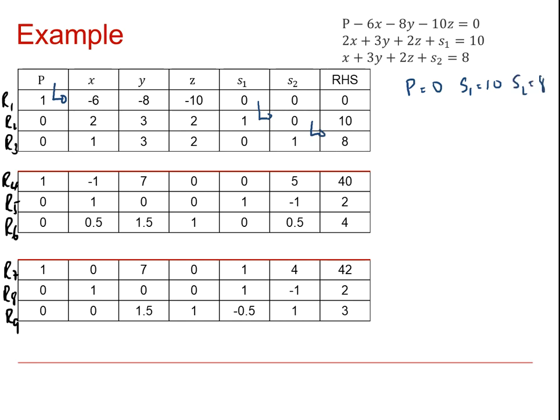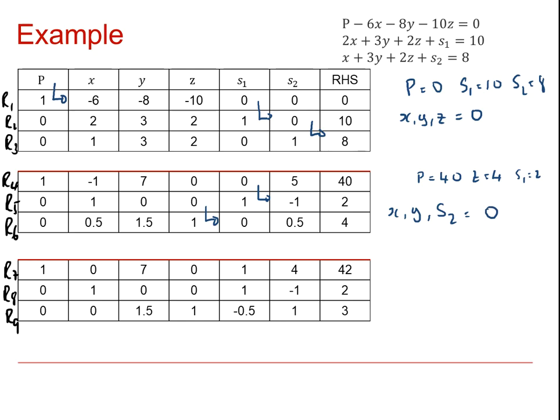The other ones, X, Y, and Z, are all equal to 0. So this is the position that we'd be if we had a graph, or this would be at the origin. After the first iteration, we've now got a value of P equal to 40. And if we look along for the 0 and 1 column, we can see that we've got Z now equal to 4. And S1 is equal to 2. The other values, X, Y, and S2, must all be 0.